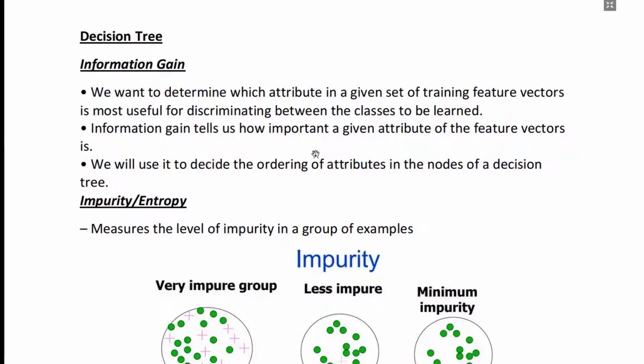Information gain tells us how important a given attribute of the feature vectors is. The last point is that we will use it to decide the ordering of attributes in the nodes of a decision tree. So we'll be discussing a lot on this to have a better idea. But for the time being, just remember this: in the case of a decision tree, the feature attribute on which we are going to discriminate regarding the outcome will be decided by the information gain related with that feature attribute.